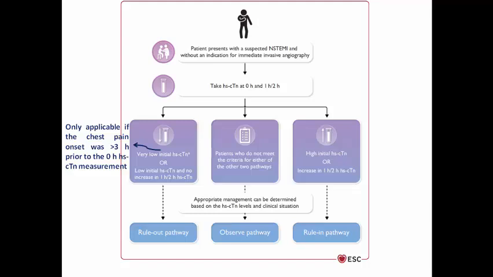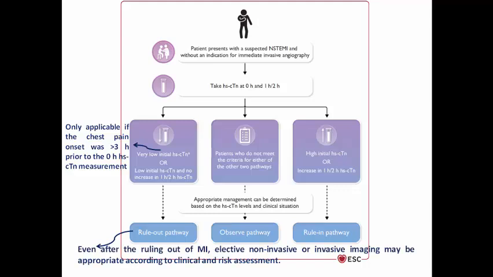But don't depend solely on this idea, because sometimes the patient may have a very low initial value, but as the full text of these guidelines mentions, sometimes according to the clinical context of the patient you need to have another follow-up sample. Or the patient is having low initial high sensitivity cardiac troponin with no increase in the 1 hour or 2 hour interval. In this case, the patient is ruled out of having MI, but even after excluding MI, some patients may be indicated for elective non-invasive or invasive imaging according to the clinical and risk assessment.